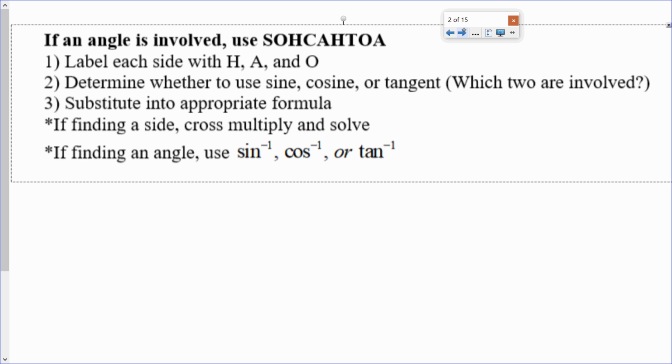So here are our steps for whether we're finding a side or an angle. We're going to start by doing the same thing we did in the last lesson. We're going to label each side with H, A, and O. Then we're going to determine whether to use sine, cosine, or tangent, and we'll talk about what that means now.